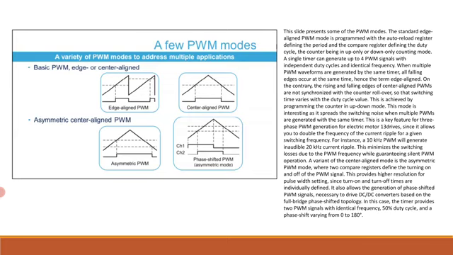Since turn on and turn off timers are individually defined, it also allows the generation of phase shift PWM signals necessary to drive DC to DC converters based on the full bridge phase shift topology. In this case, the timer provides two PWM signals with identical frequencies with 50% duty cycle and a phase shift varying from 0 to 180 degrees. So let's have a look at some more PWM modes.